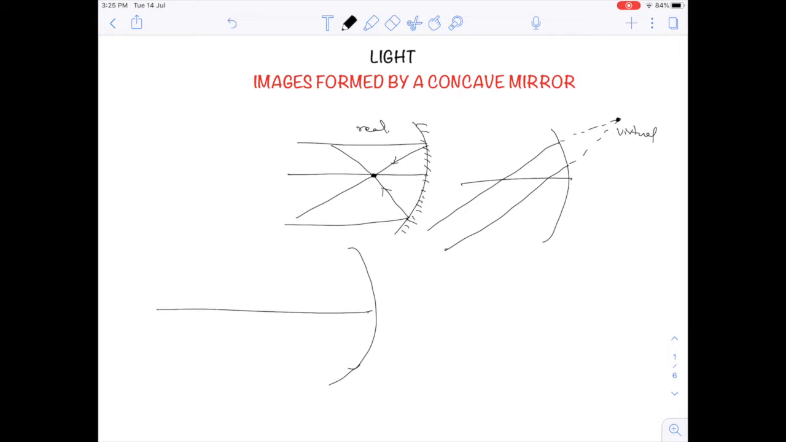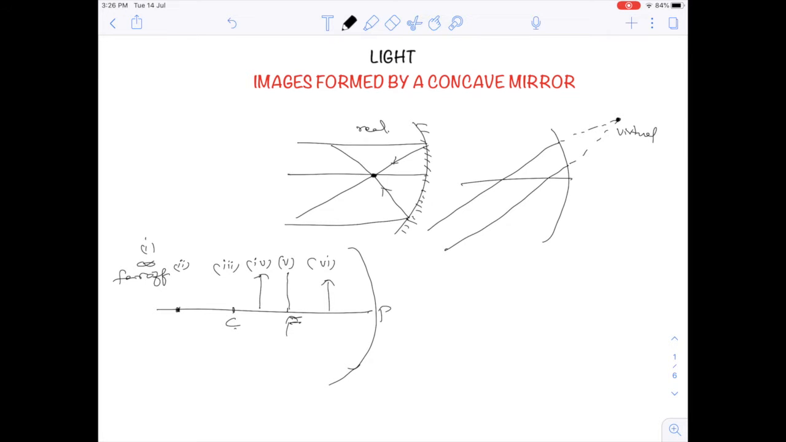Now let us see. Suppose the object position is at infinity, very far off, and then I will move on to some position beyond C. This is C, this is F, this is P. P is pole, F is focus, C is center of curvature, and this is somewhere very far from C, so beyond C. So this is number 1 position, number 2, and then at C is number 3, and between C and F is number 4, and at F is number 5, and between F and P is number 6.